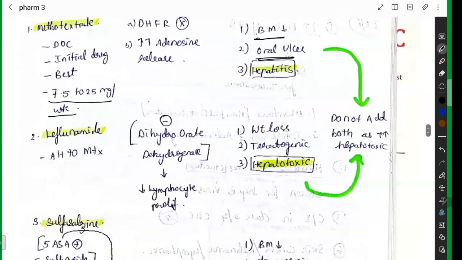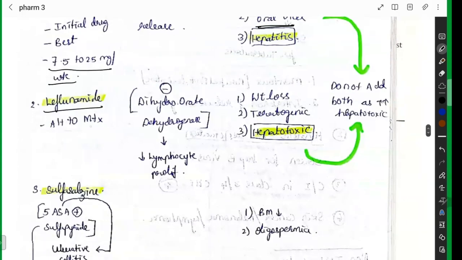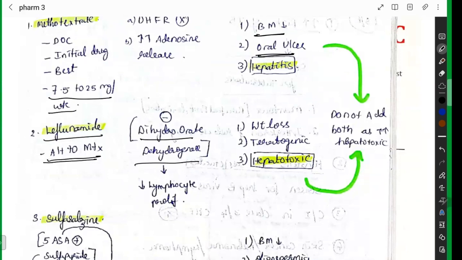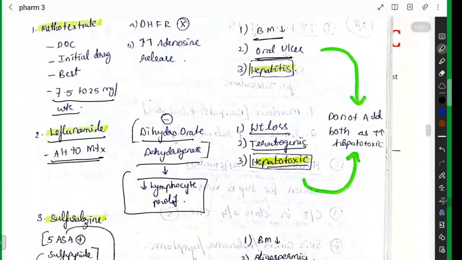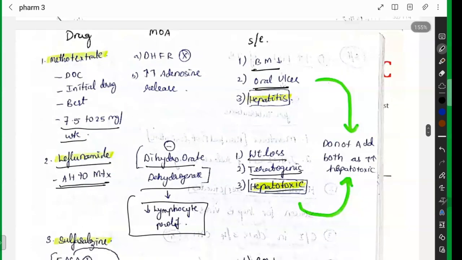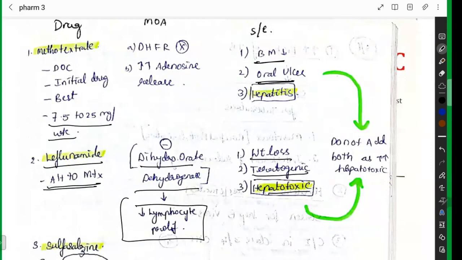Second one is leflunomide. This is an alternative for methotrexate. It is a dihydroorotate dehydrogenase inhibitor. Instead of inhibiting dihydrofolate reductase, this inhibits dihydroorotate dehydrogenase. Because of that, there is a decrease in lymphocyte proliferation. There is weight loss, teratogenicity and hepatotoxicity. Both methotrexate and leflunomide can cause hepatotoxicity, so they are not given in liver failure patients.